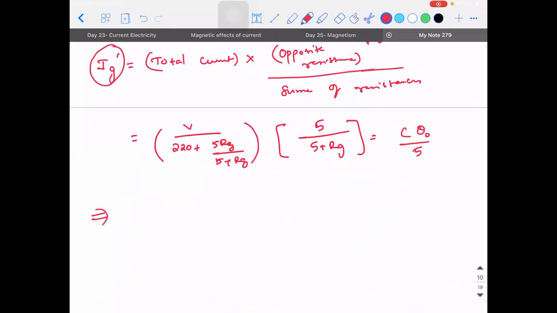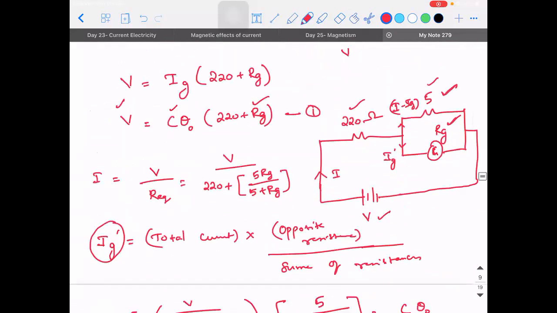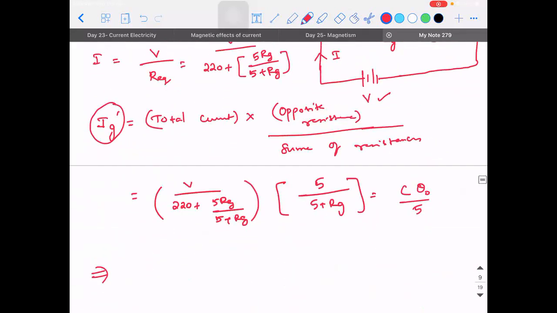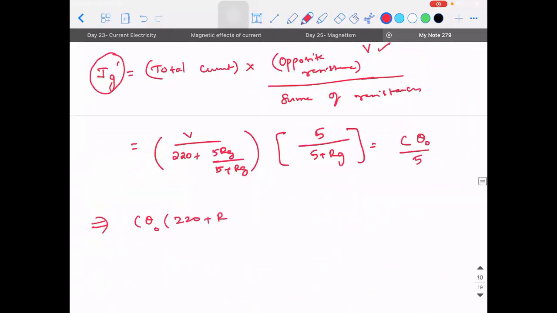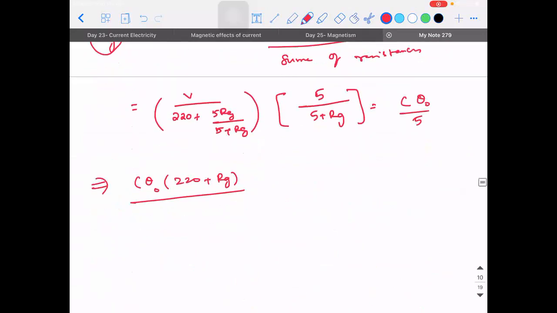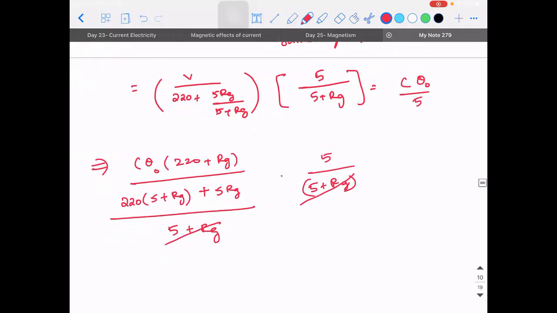So from this, what we can do is, I'll take V from the first one and substitute it in the second one. C into theta naught into 220 plus Rg, the whole divided by 220 into 5 plus Rg, plus 5 times Rg divided by 5 plus Rg, into 5 divided by 5 plus Rg. So this and this will get cancelled. This is equal to C theta naught divided by 5.